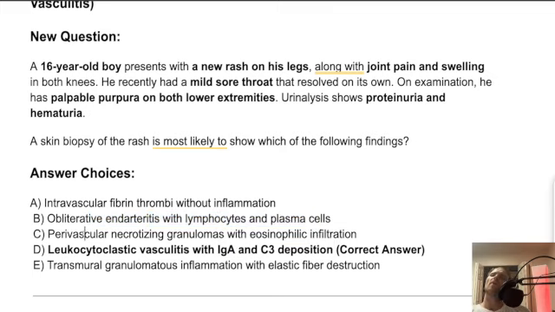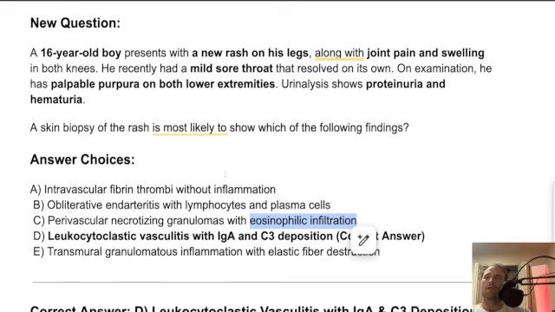And perivascular necrotizing granulomas with eosinophilic infiltration. That's eosinophilic granulomatosis with polyangiitis. That's EGPA or Churg-Strauss. So that affects adults, and they have asthma and eosinophilia. So that eosinophilia, Churg-Strauss is what you'd be thinking.